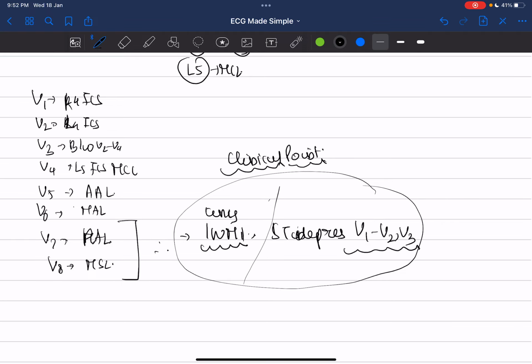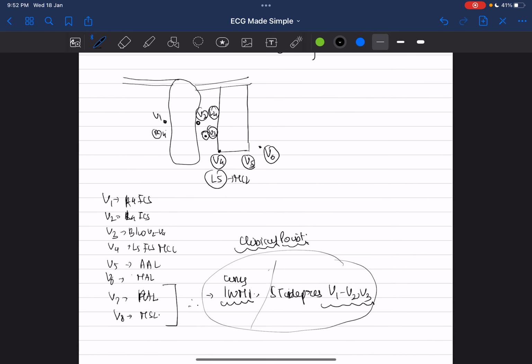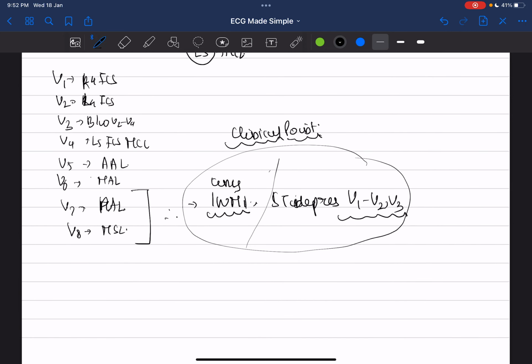Okay. Now we have identified the different leads and where they are placed, and the right-sided leads. Right-sided leads will be placed similarly, on the right side, in the right fifth intercostal space, in the same way.